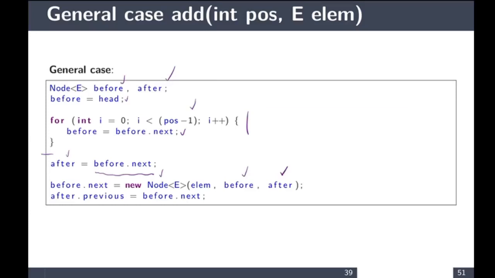The result of this, the reference of the new node, is stored in the variable next of the variable before. And then there's one link to be readjusted. So we want to change previous of the node after to make it point at the node that follows the node before.